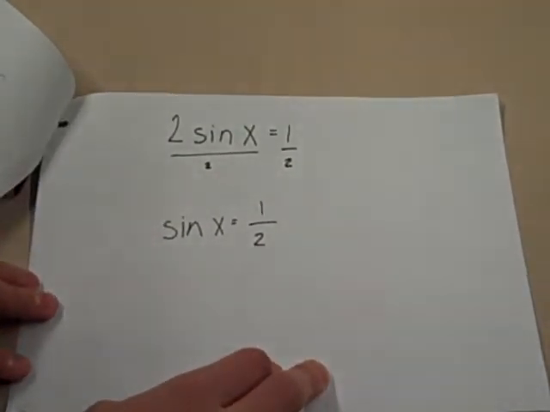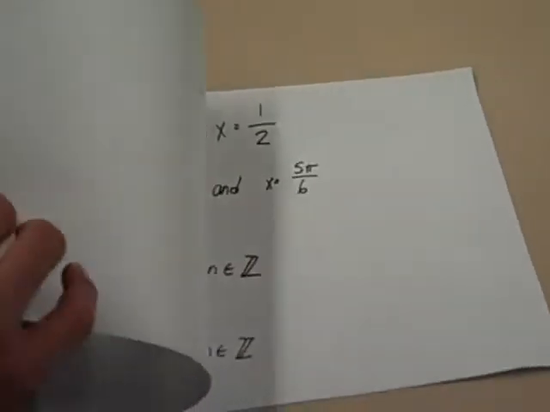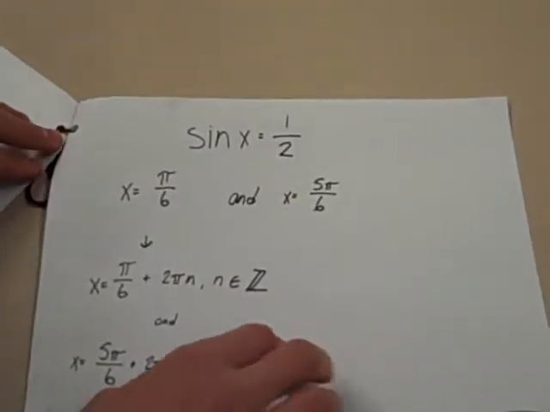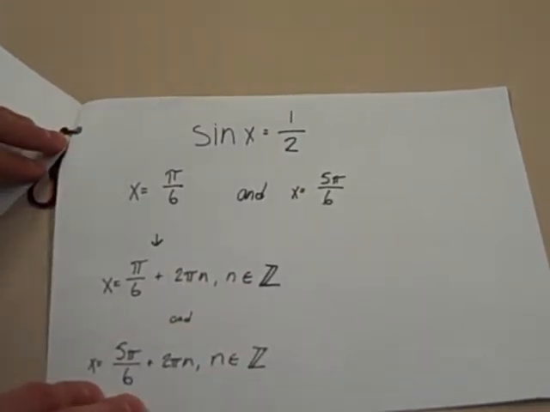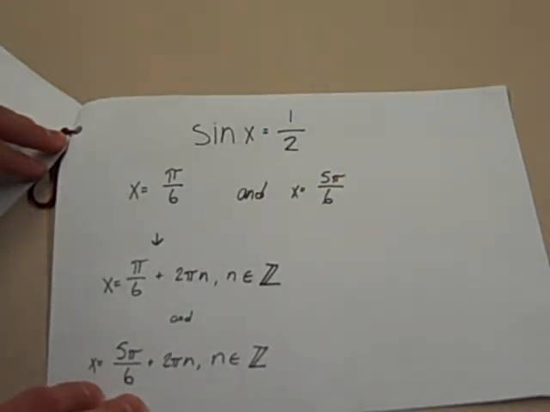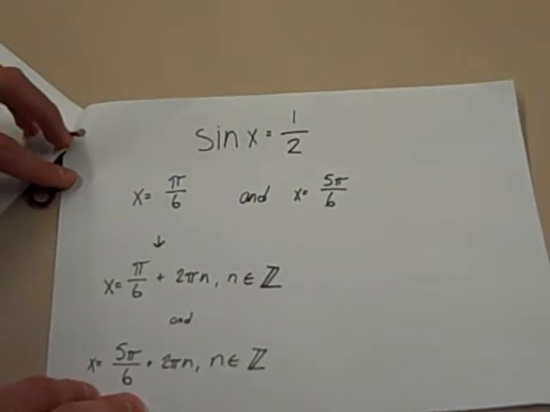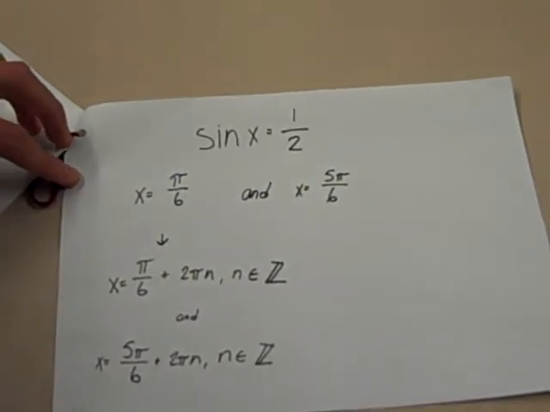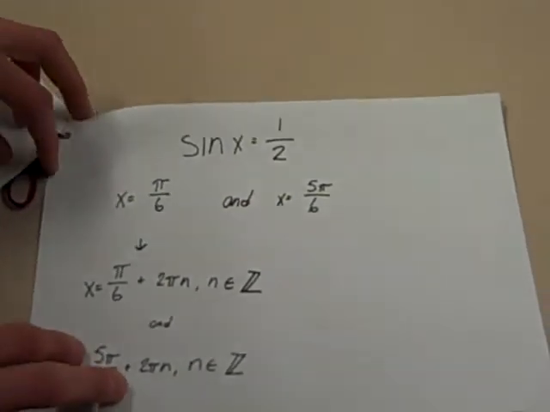Sin x equals 1/2 has the solutions x equals pi over 6, and x equals 5 pi over 6. Because this problem asks for all solutions, the answer is x equals pi over 6 plus 2 pi n, and x equals 5 pi over 6 plus 2 pi n, where n is an integer. This completes our first example. Use these skills to solve more complicated problems.